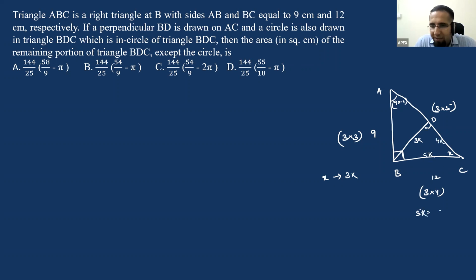So if 5k is equal to 12, that means the value of k is equal to 2.4. The value of k is equal to 2.4. This becomes 3 into 2.4, that is 7.2. And this becomes 4 into 2.4, that is 9.6. Now, which is an incircle of triangle BDC. Okay, so we are drawing an incircle also. Then the area of the remaining portion of the BDC except circle. Which means this question is asking you area of BDC minus area of the circle.